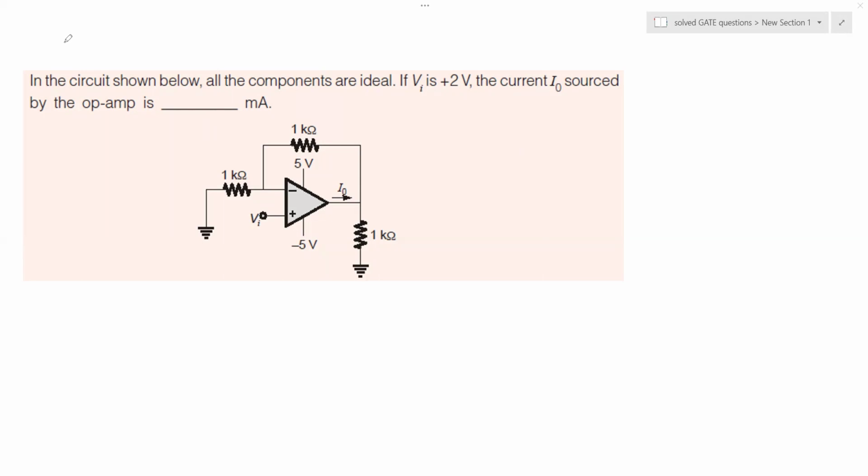And as we are interested in this problem statement today, the problem statement is: in the circuit shown below, all the components are said to be ideal. And if the input voltage is 2 volt, so right here you got this input voltage which is said to be 2 volt, the current I naught sourced by the op amp is dash milliampere. So basically we have to understand what will be the current I naught that is sourced by the op amp if you apply input of 2 volts.